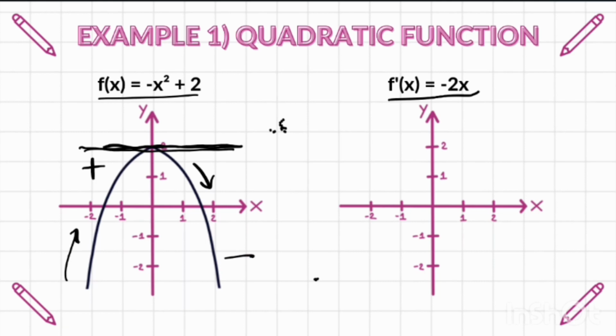Now, let's graph the derivative. When x equals 0, the value of the derivative will also equal 0, because that's where the parent function's local maximum is. The slope of the parent function is positive on the left, that's why the derivative's left side y values will also be positive. The slope of the parent function's right side is negative, so will be the y values on the right side of the derivative.